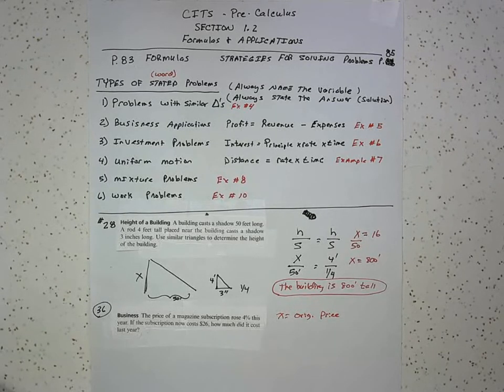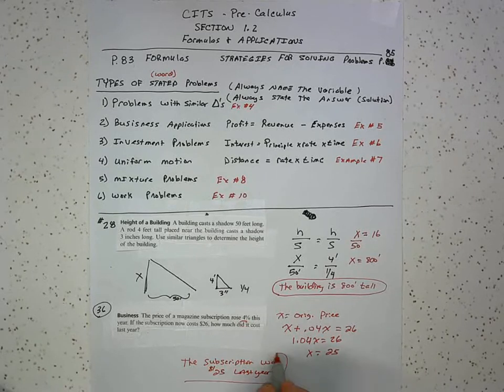Now if that's the original price, I know if I'm going to have an increase, I take the original price and I add the increase, which is 4%. Again, we have to use that as a decimal. And that's going to equal the new price of the subscription. Solve it out. 1.04x equals 26. Divide both sides by 1.04 and you're going to get 25. So therefore, the subscription was $25 last year.